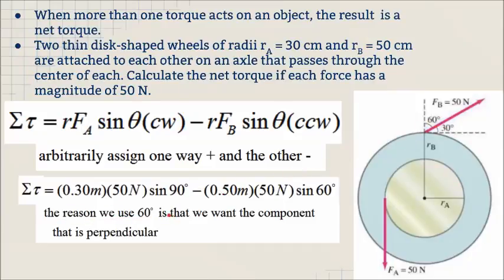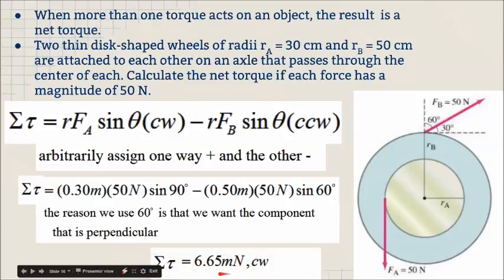And the reason we use 60 degrees is that we want the component that's perpendicular. If we use the other sine, we would get this up and down force, but that isn't going to be in line with the radius. So we want the one that's opposite the 60-degree angle. So be careful which one you choose, and always make sure that the force, or the component of the force, that you're calculating is perpendicular to the radius. Okay, so doing those calculations, the sum of all torques comes out to 6.65 meter newtons in a clockwise fashion. Oh, it's going to go around that way.